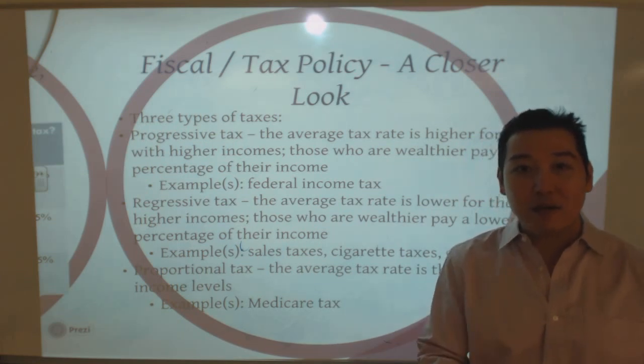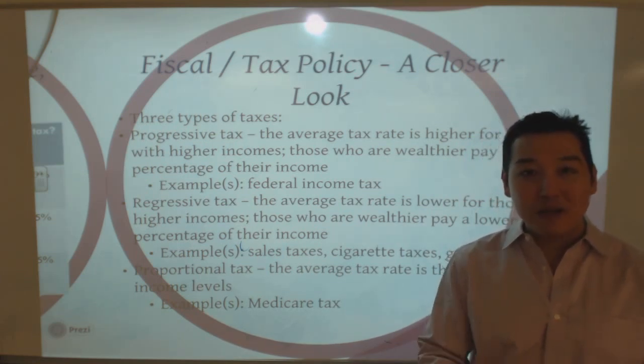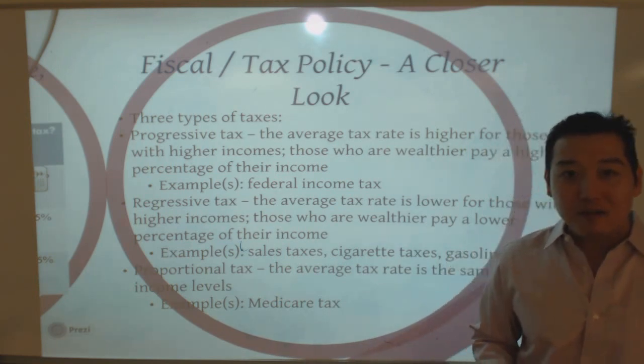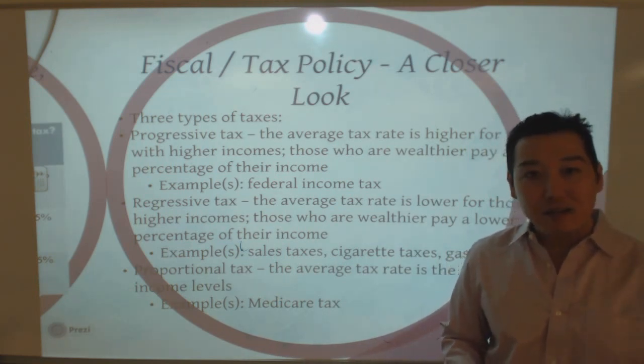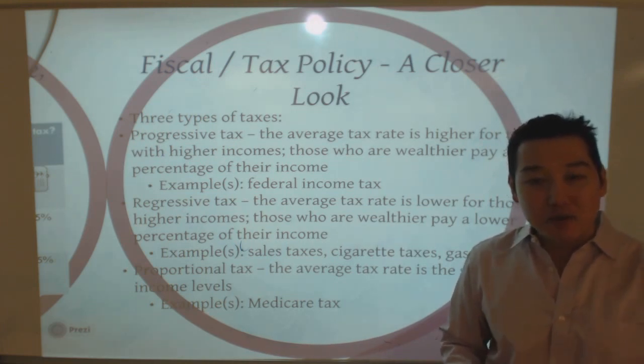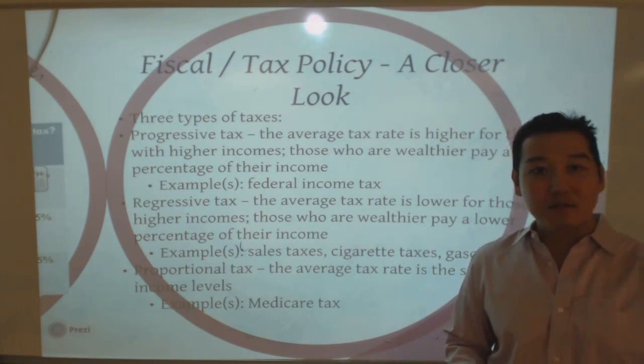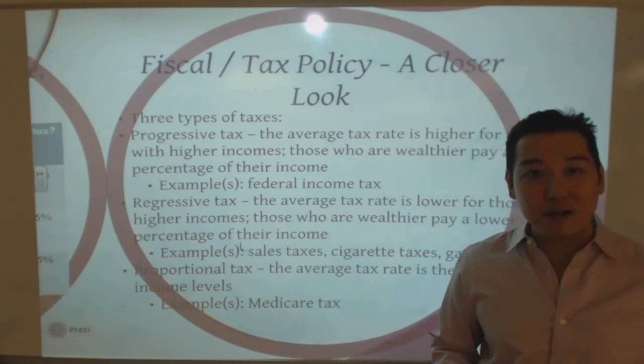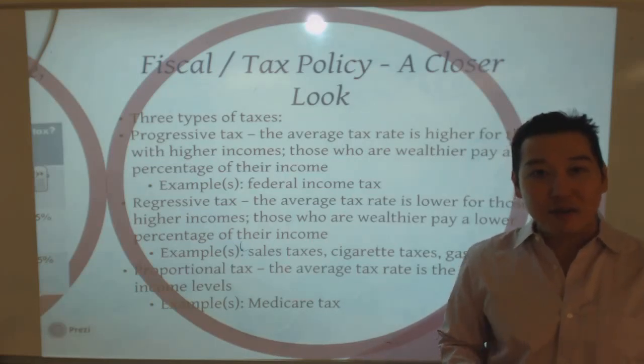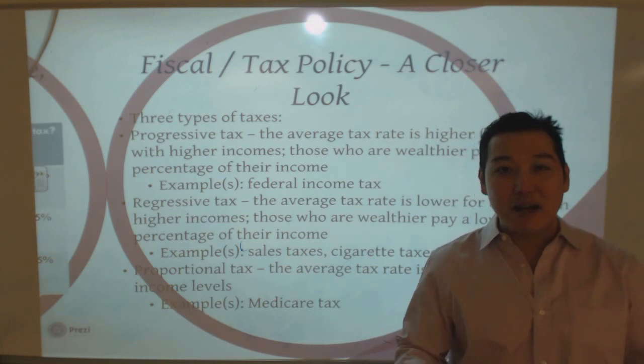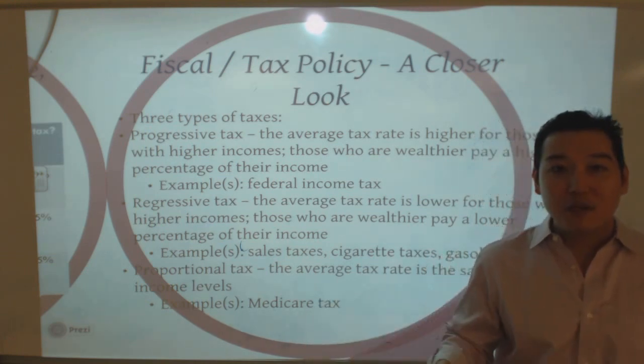It doesn't matter if I go in and buy that shirt or if Bill Gates goes in and buys that shirt. But the key here is that you have to take the tax and assess it as a percent of the individual's income, the purchaser's income. So a 10% tax on a $30 shirt as a percent of my income is going to be much greater than that rate of tax on Bill Gates' income. And so we say that it's regressive.